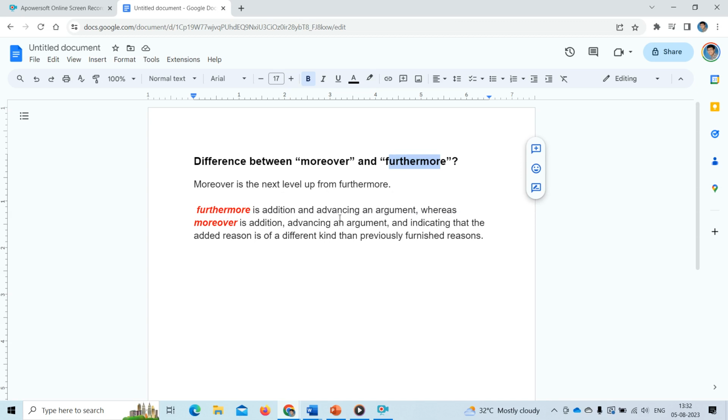They are similar, like synonyms, but with a small difference. Moreover is the next level up from furthermore. That means furthermore is used as addition or advancing an argument. Moreover is also used as addition and advancing an argument, but indicating that the added reason is of a different kind than previously furnished reasons.